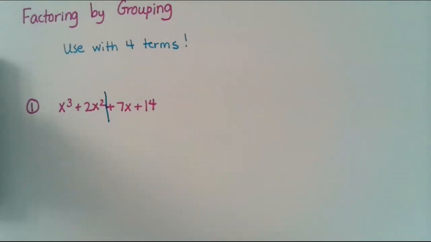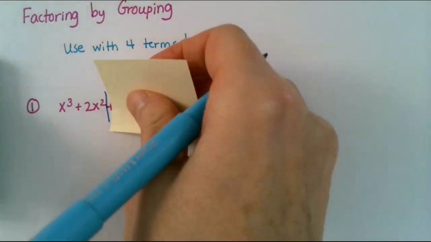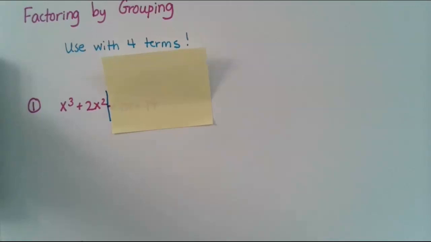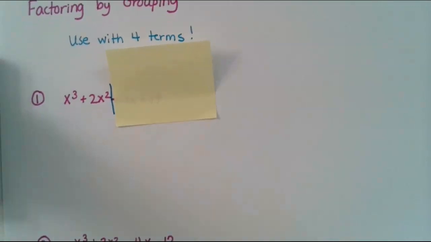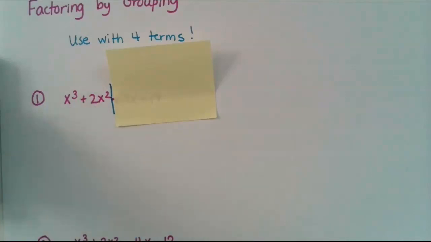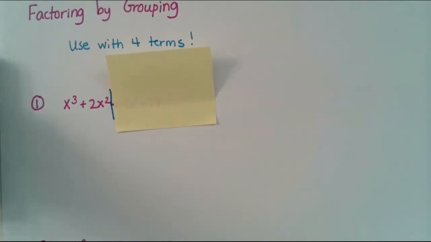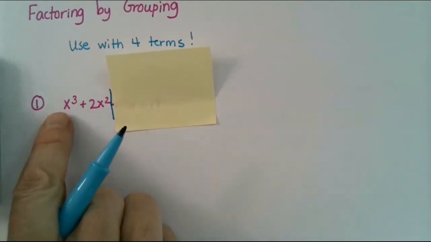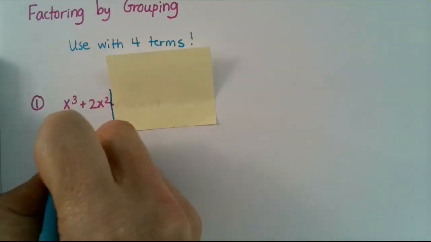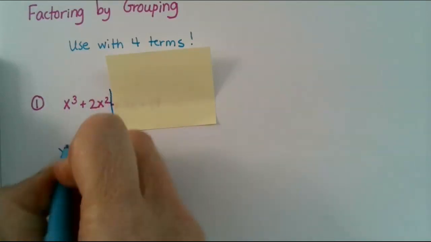So I'm going to take a Post-it note and I'm going to ignore half of this problem, which is really kind of nice. Completely ignoring it, don't care about it for the moment, and I'm only going to focus on the first 2 terms, my first group. And I'm going to factor out the GCF of just that group. So greatest common factor, they both have an x in common. We take the lowest exponent.